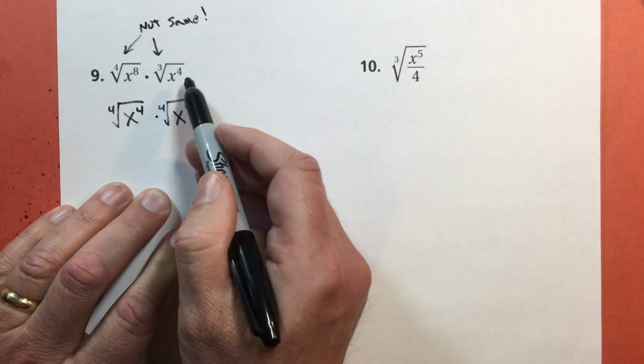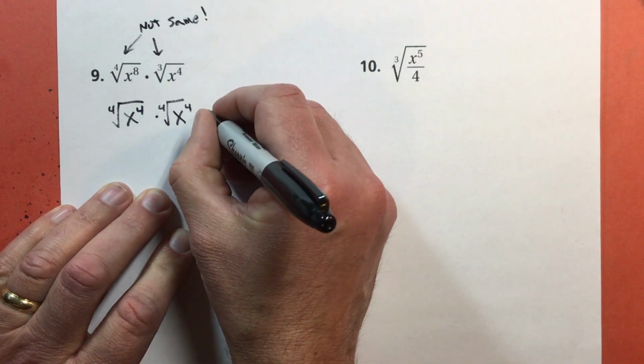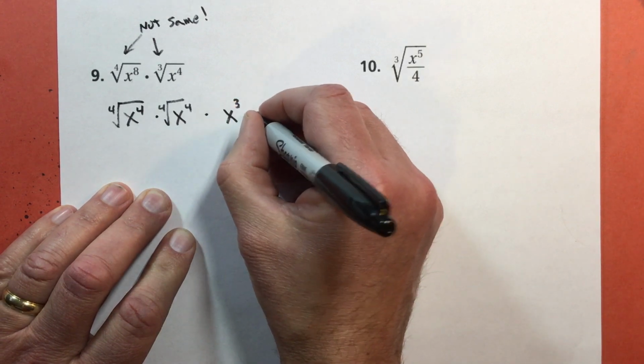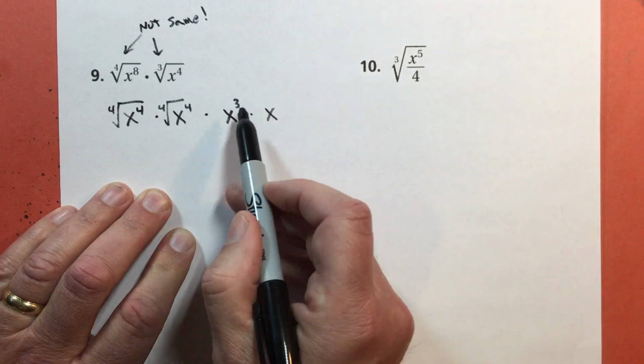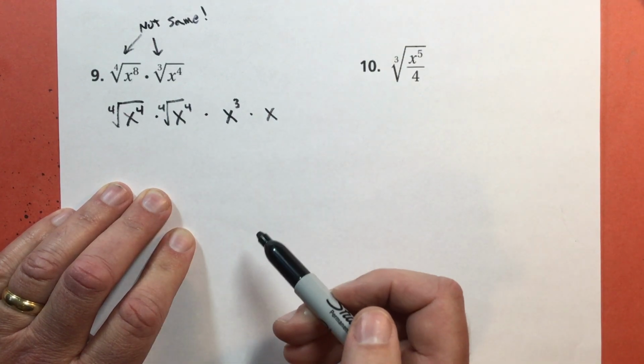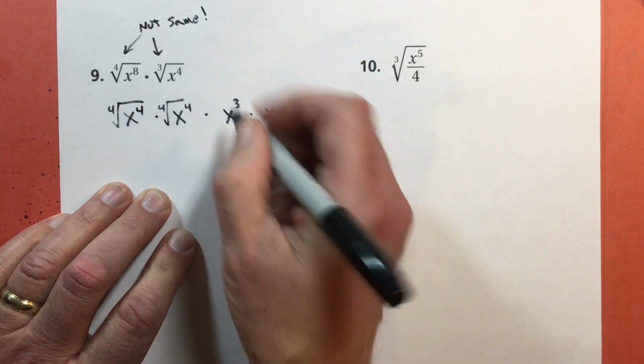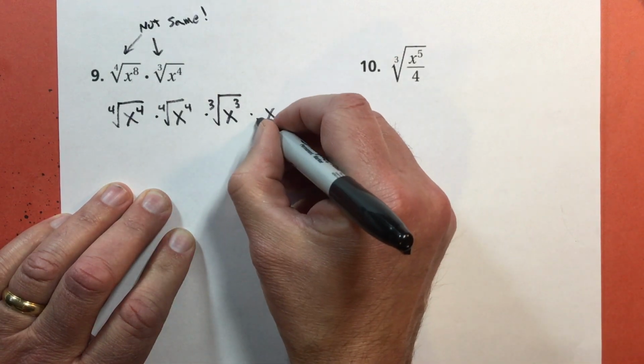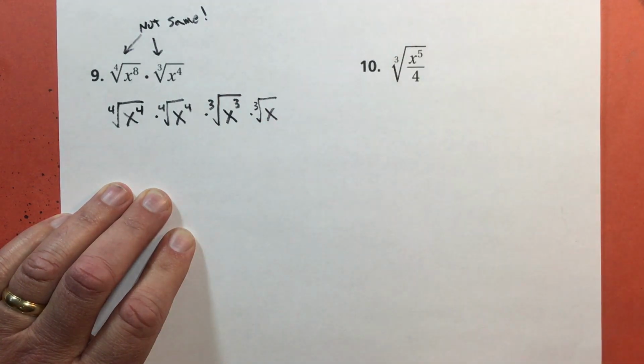Now on this side, x to the 4th power is x to the 3rd power times another x. 3 plus 1 equals 4. But keep in mind, I'm doing the cube root. So this is going to be the cube root of x to the 3rd and the cube root of x.